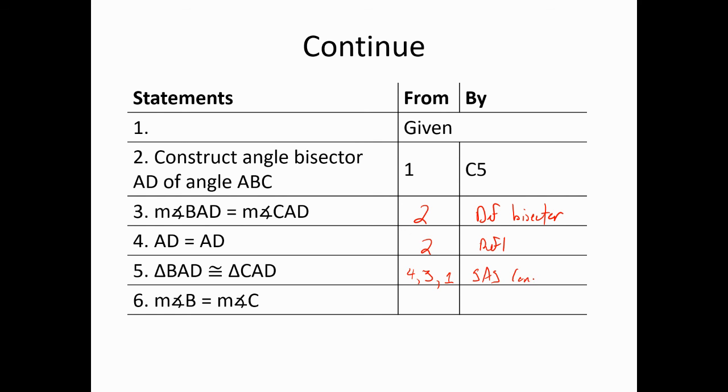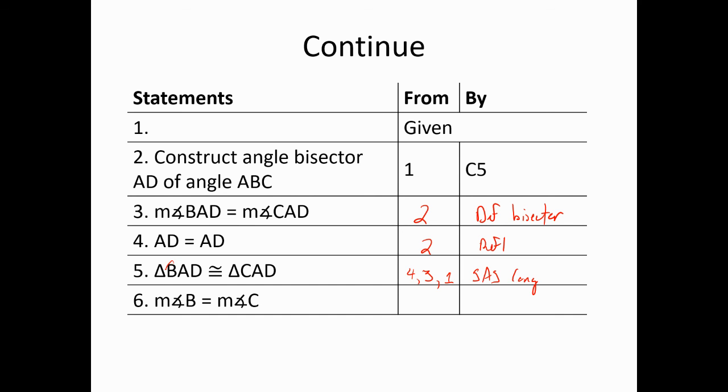And again, here's an example where we have to make reference to 3 previous lines of the proof, which is typical for SAS congruence, because SAS congruence needs three equations to do its work, and very often those three equations are found on three previous lines. And then finally, we're able to conclude that angle B is equal to angle C.